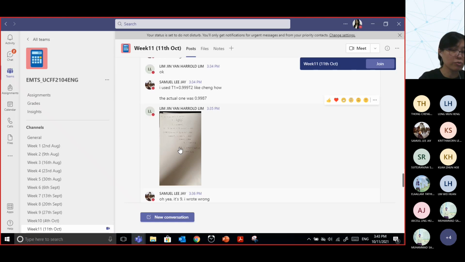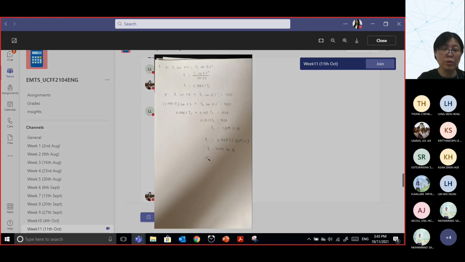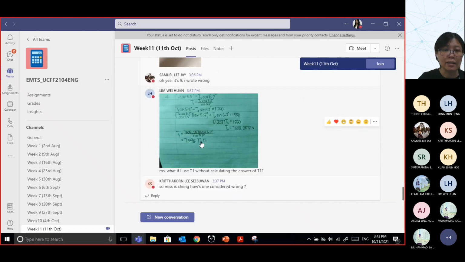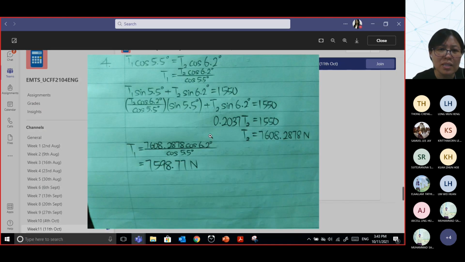Okay, so I think no worry. Make sure your working is correct. Normally when I see the working is correct, then I will check the rest. Back to the question from Wei Huan. What she means is without calculating T1. Oh, okay.